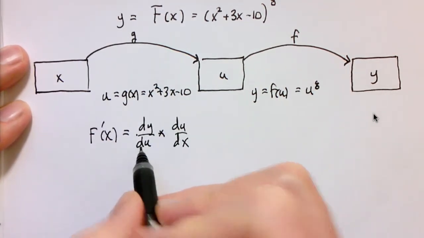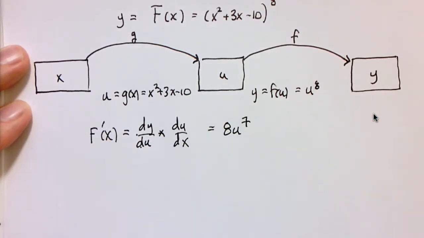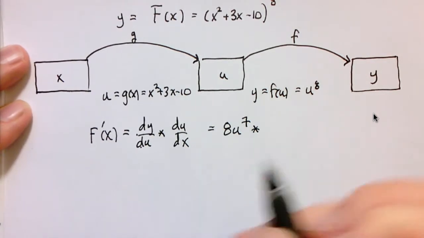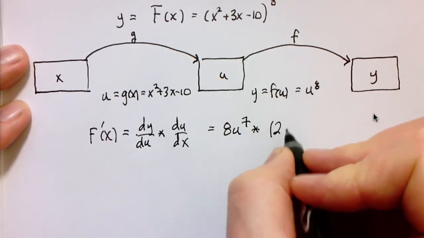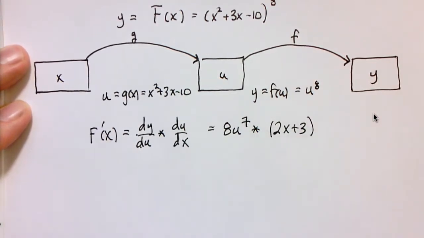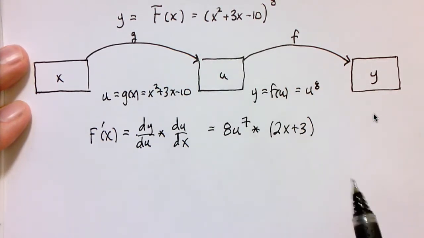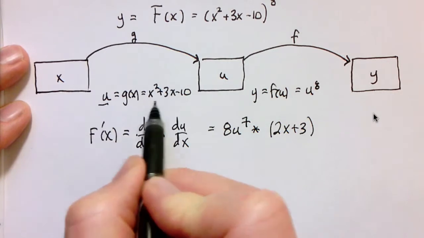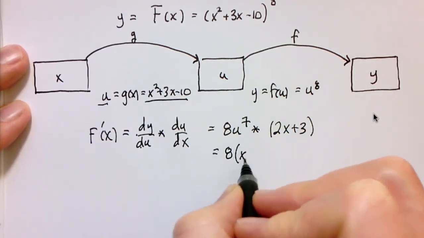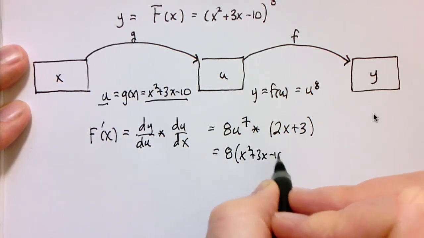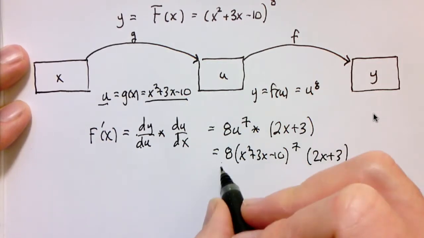This means take the derivative of y with respect to u. That's 8u to the 7th. That's a simple power function. Times du dx. That's also easy. This is a quadratic, so 2x plus 3. Now that doesn't look right. We'd like to get a formula here that, since we started with x's, only involves x's. But look, we know that u is equal to this guy. So 8 times x squared plus 3x minus 10 to the 7th times 2x plus 3. That's our final answer.